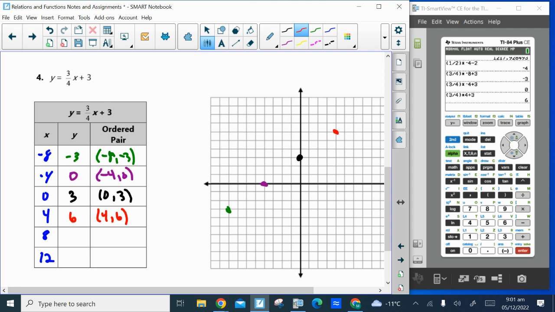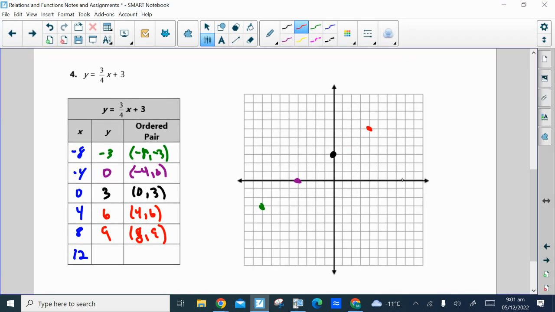So again, all these points are lining up. When x is 8, you get a value of 9. So that's the point 8 comma 9. 8 comma 9 will be there. And I'm not going to have room for that next one, because you see as x increases by 4, the y values are increasing by 3. So that pattern would continue.